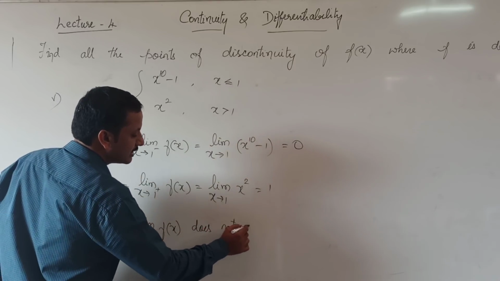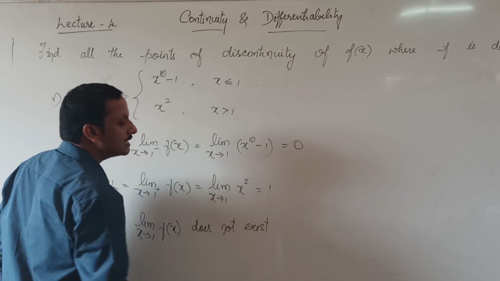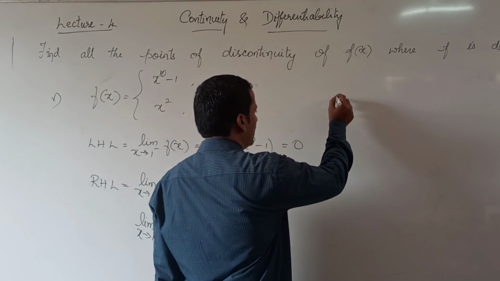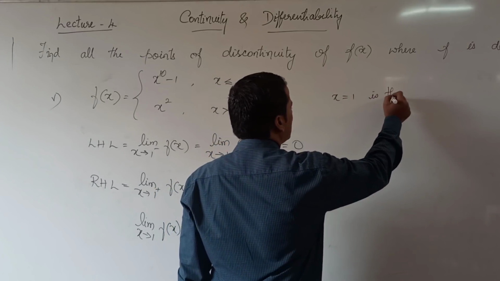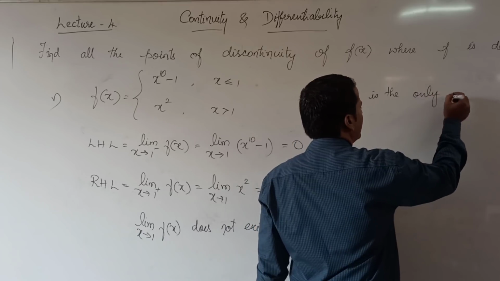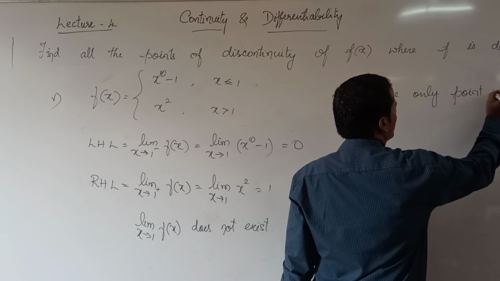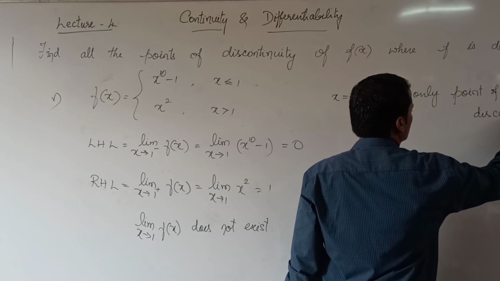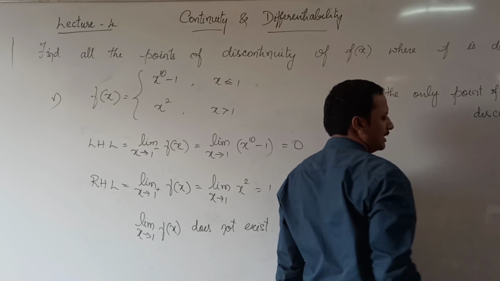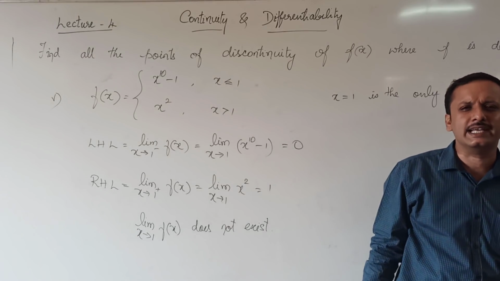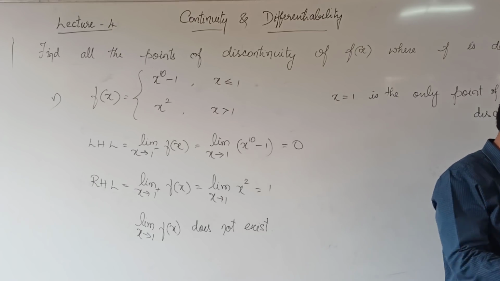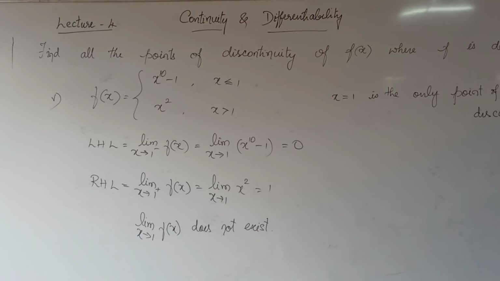If the limit does not exist, then the function is discontinuous at that point. So you can write x equal to 1 is the only point of discontinuity. So we can say that this function is discontinuous at x equal to 1 and continuous everywhere else. Okay. Now let us go to the next set of problems.